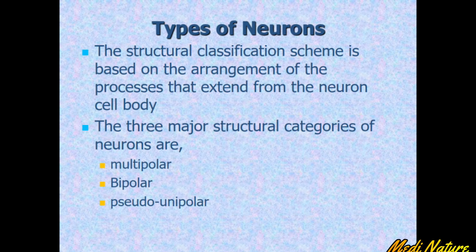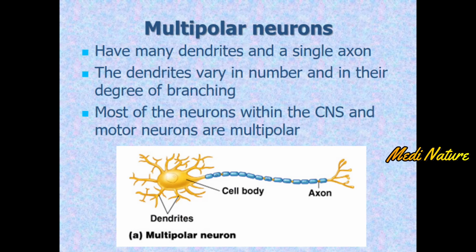When we are considering the structural classification scheme, it is based on the arrangement of the processes that extend from the neuronal cell body. There are three major structural categories of neurons called multipolar, bipolar, and pseudo-unipolar. Multipolar neurons have many dendrites, but just a single axon. The dendrites vary in number and also in their degree of branching. Most of the neurons within the central nervous system and motor neurons are multipolar.